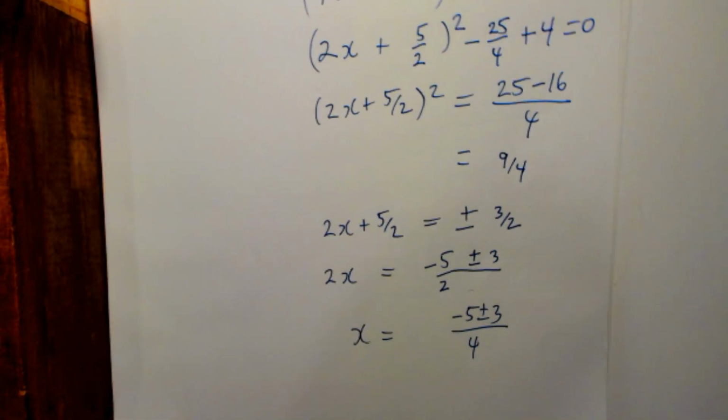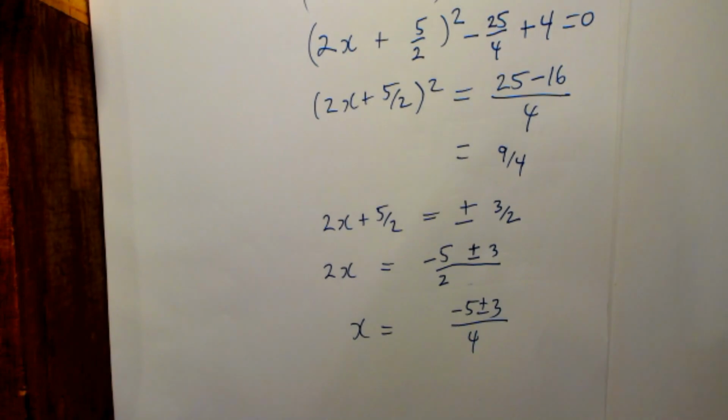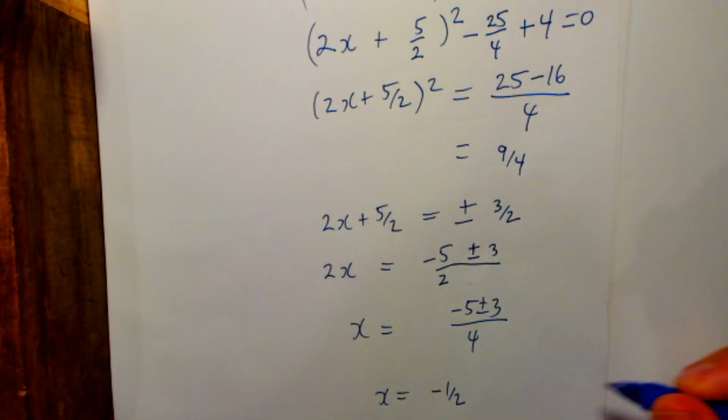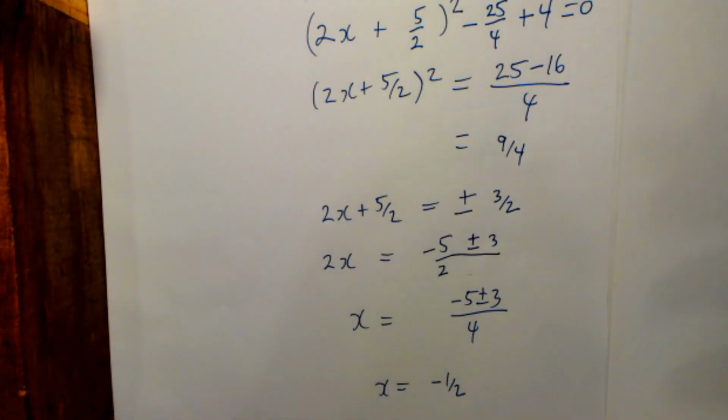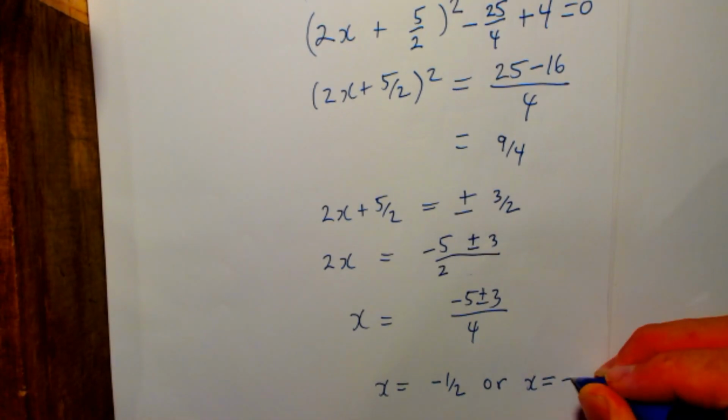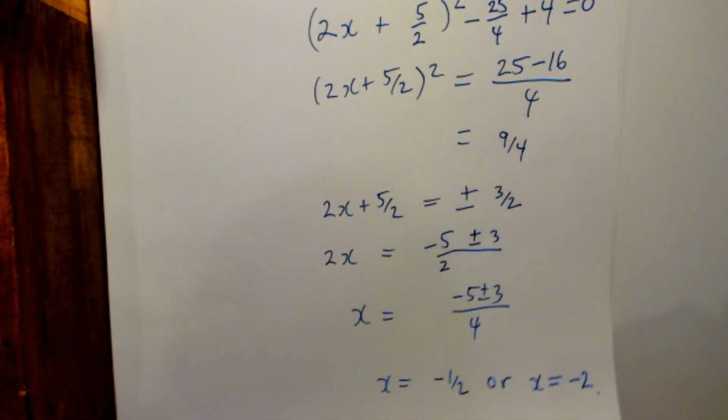Okay, let's see what the two answers are. So if we're looking at plus first, then we have 3 minus 5 is minus 2 over 4. So x is minus a half. Or if we subtract, then we have minus 8 over 4. So that's minus 2. Okay, now let's see. Does that agree with what we have there? Yes. All right, so let's get the focus back.